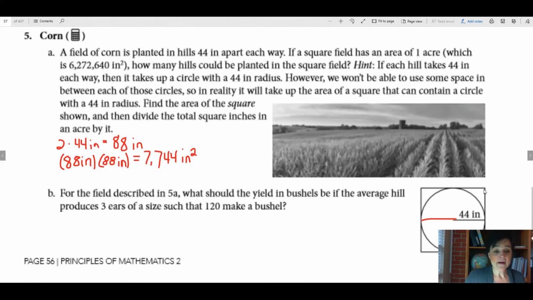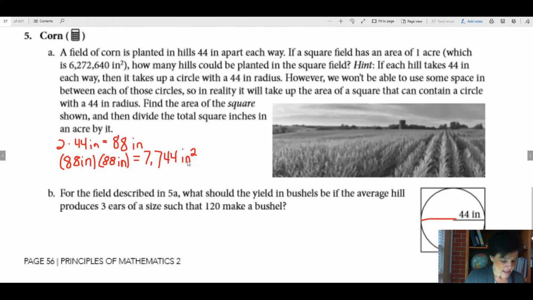Now, because the area of the square, it's 44, 44. If each hill takes 44 inches each way, so 44 and 44, that'd be 88, and then 88 times 88 gives us 7,744 square inches.